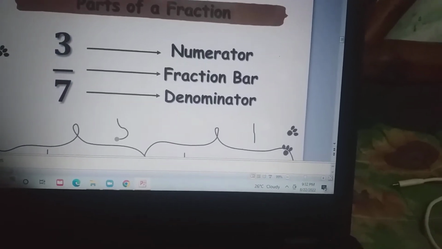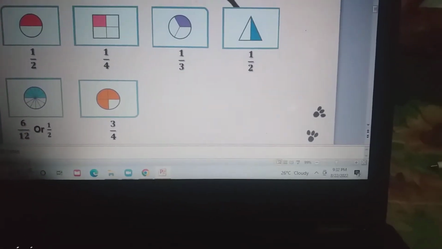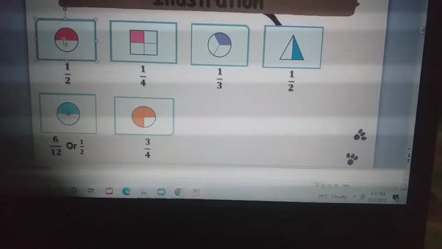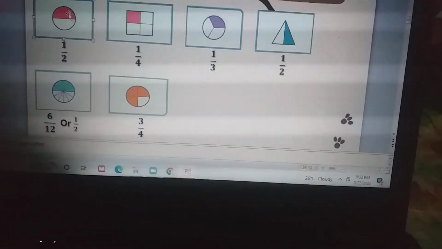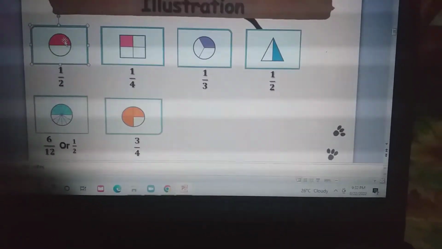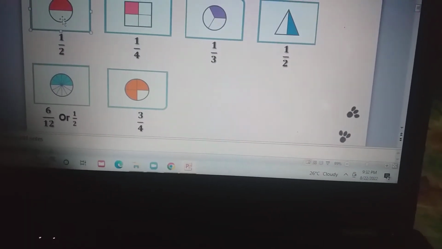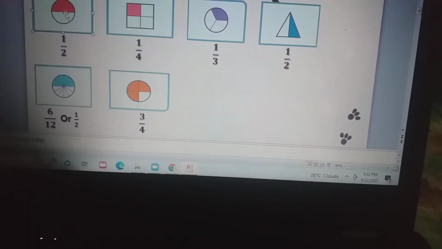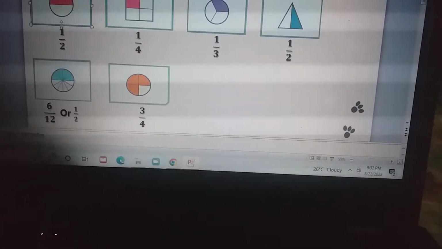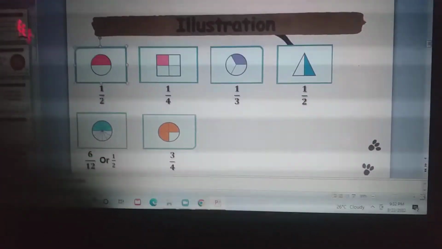Okay, so we have here the illustration or a drawing. So the first drawing here, itong unang drawing po na nandirito, one part is being shaded and it is divided into 2 equal parts. So hinati siya sa dalawa. Okay, so the shaded part again is the numerator and the number of equal parts is the denominator. Numerator po yung shaded, yung number of equal parts ang denominator.